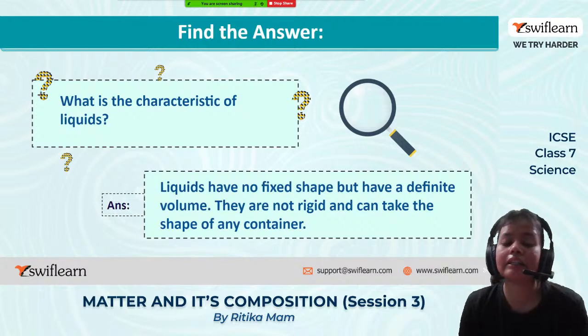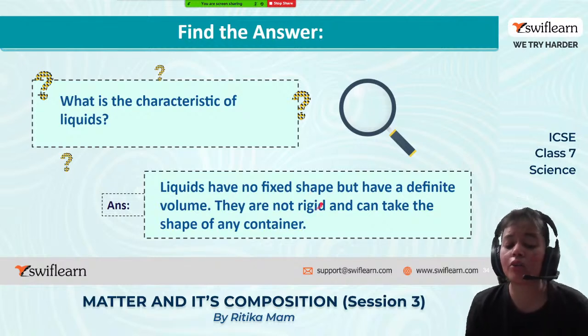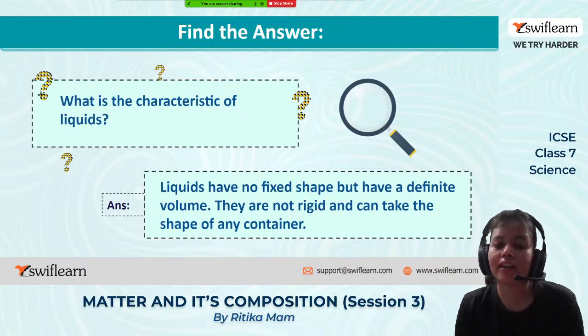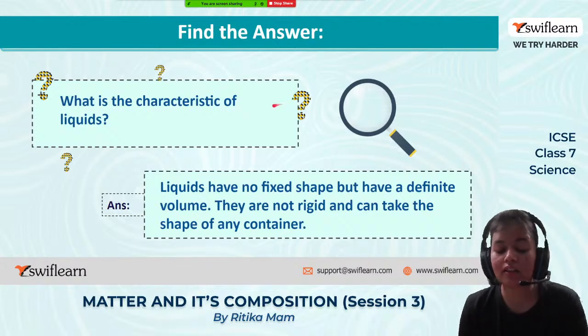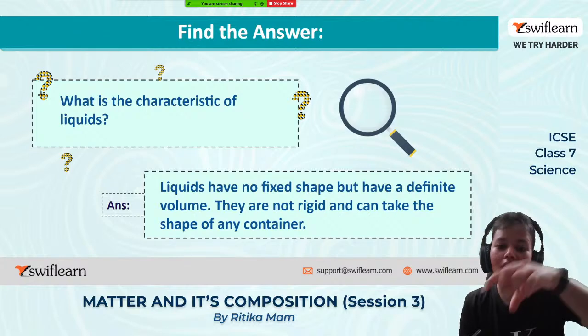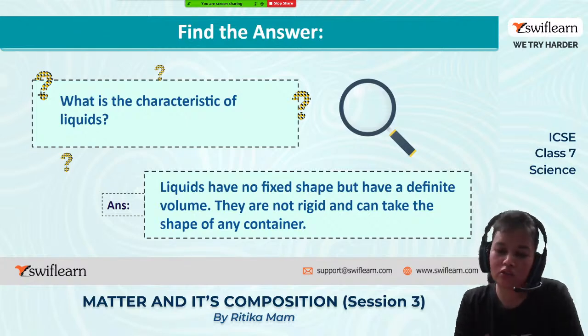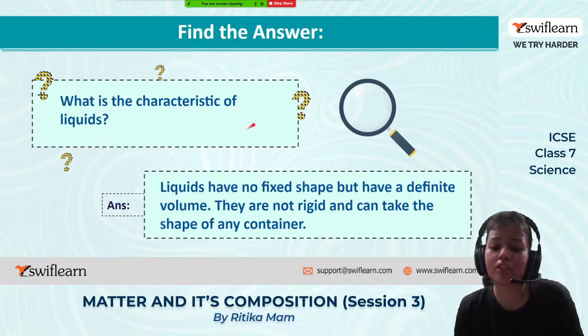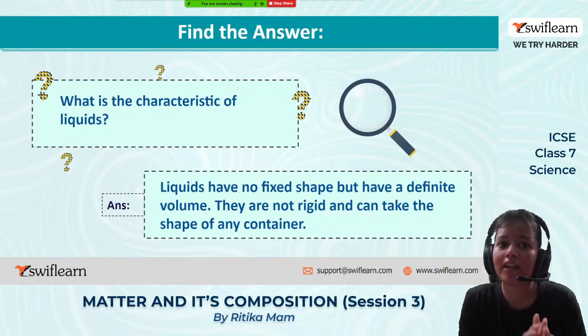First one, they do not have a definite shape, but they do have a definite volume. They are not rigid like solids, and they can take the shape of any container they are poured in. Like if I pour water from a glass to a jug, it will change the shape from glass to jug. If I spill the water on the floor, it will spread. So they do not have a definite shape, but the volume will remain the same.